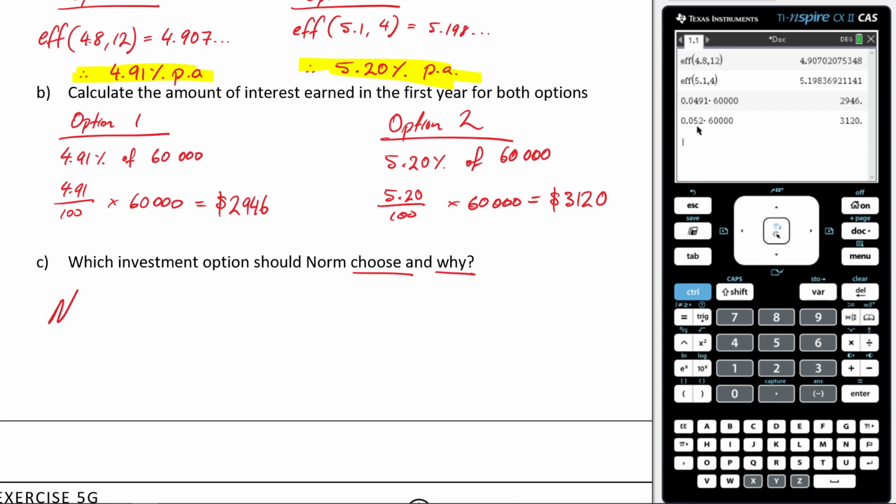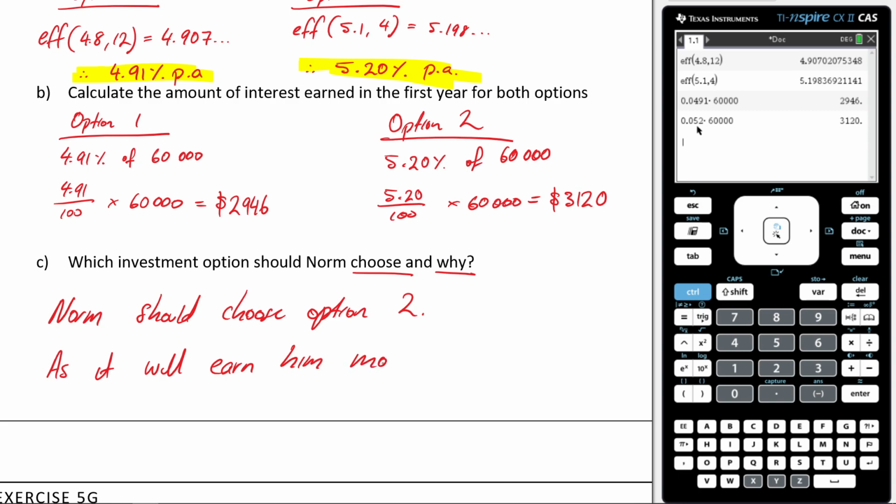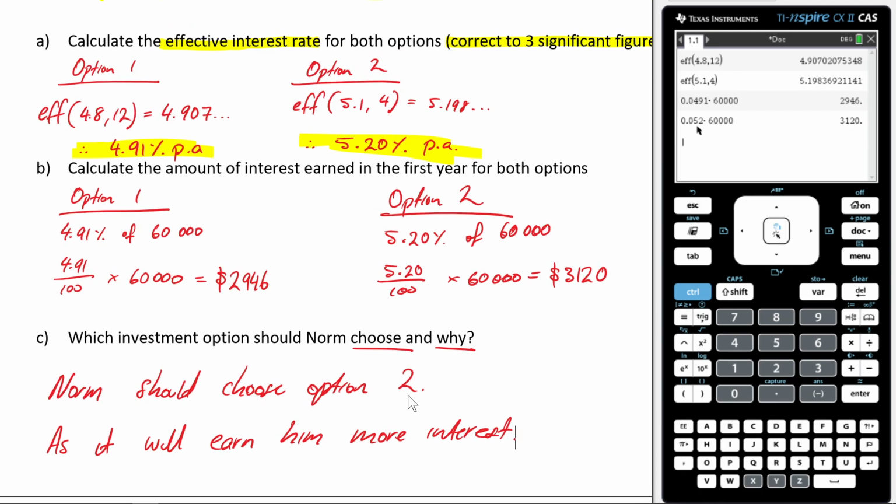We're going to say Norm should choose option 2, as it will earn him more interest. And just like that, we are all done. So we have effectively answered everything here. Just make sure that you are nice and clear with what you are doing here, and you will be fine. Perfect.